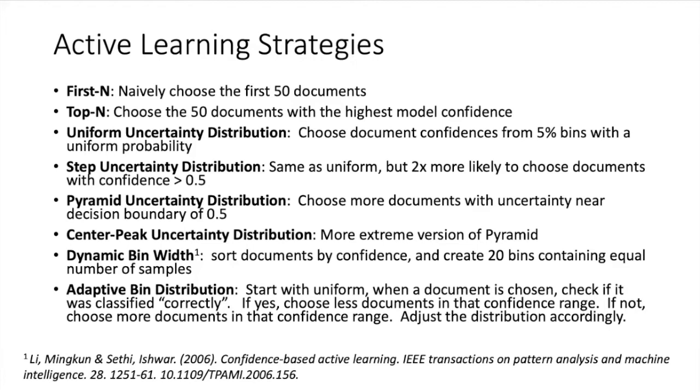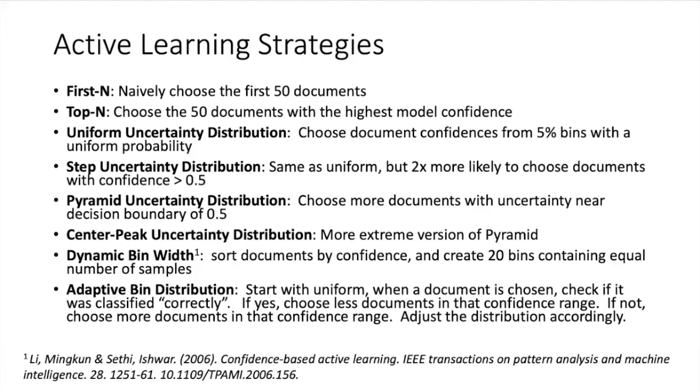Dynamic bin width is an active learning strategy proposed by Lee and Sethi in the document cited below. So here we're going to sort our documents by their confidence scores and then create 20 bins containing equal numbers of samples. So what this does is it takes into account if there happens to be more documents with a lower confidence or more documents with a higher confidence, the bins are adjusted to reflect that.